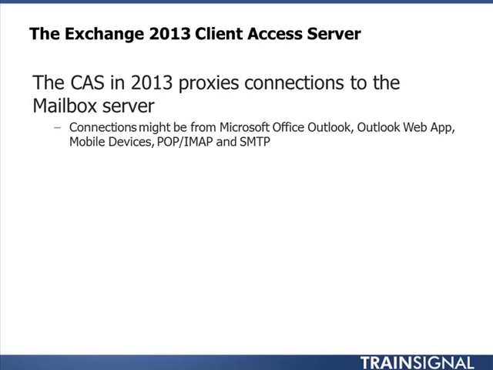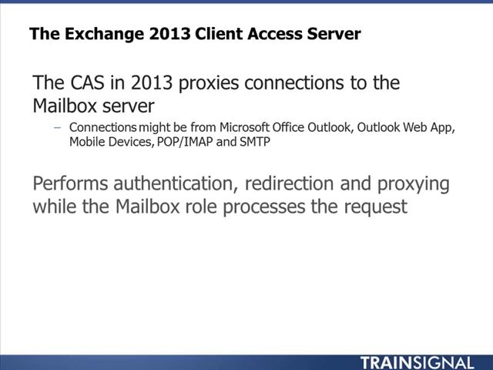So that's what the CAS role does. It enables clients to connect to Exchange. It performs authentication, redirection, and proxying while the mailbox role processes the request once the mailbox role gets that request. And the CAS server has two services, which we'll discuss in a moment. It has the client access service and the front-end transport service. So that client access service provides the authentication and the redirection, and it works as a proxy to that mailbox server. But the front-end transport service offers the protocol, connection, recipient, and sender filtering, and it also helps to determine which server is the proper active mailbox server for the request that's coming in.